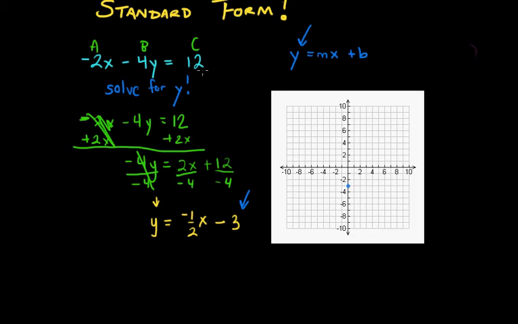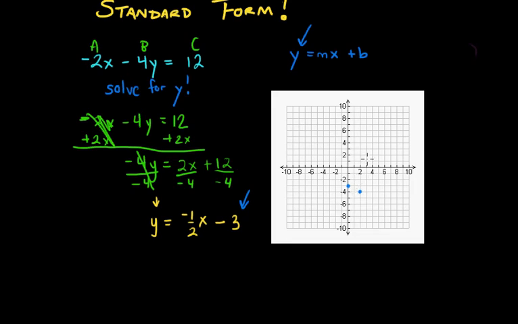And now I'm going to use the slope to find my next point. I'm going to rise negative 1 and run 2. So that means go down 1, since it says rise negative 1, and then run over to the right 2. So it should be right there.